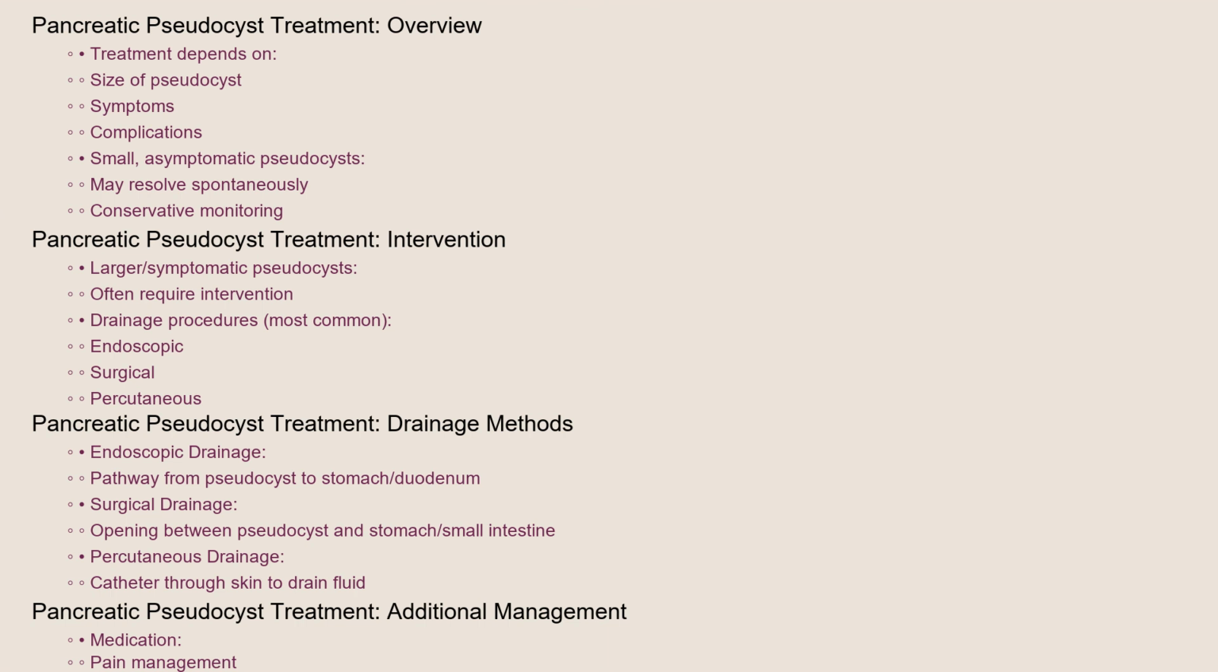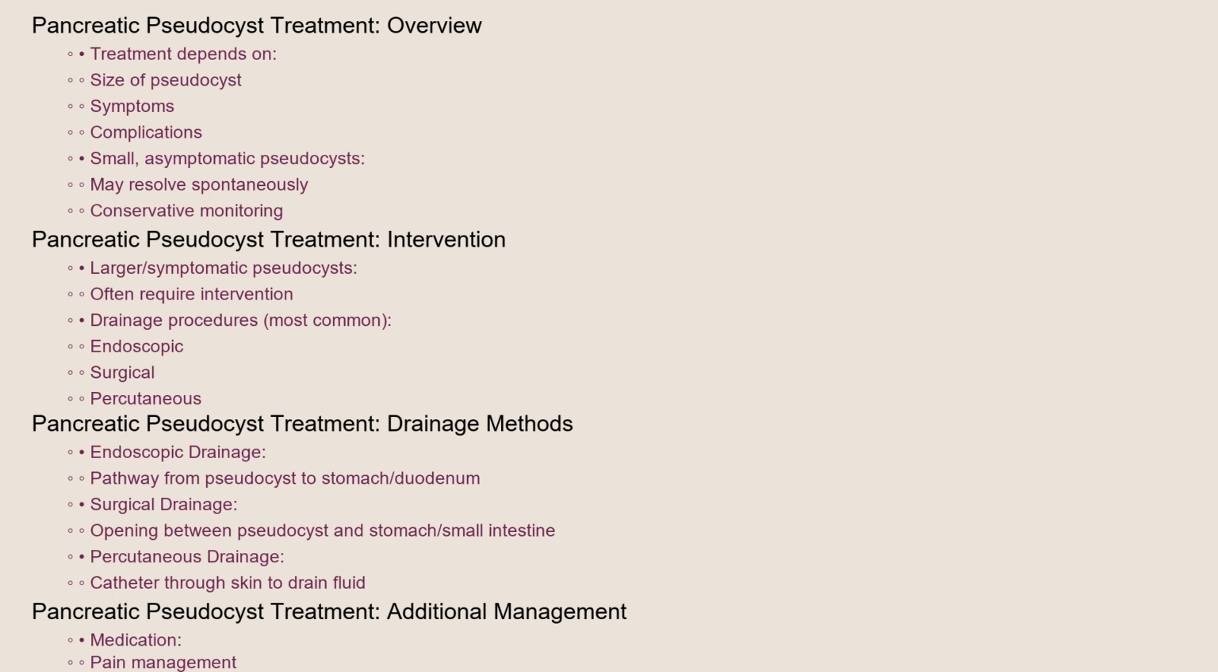While there aren't strict classifications, pancreatic pseudocysts are often categorized based on their size, location, and whether or not they are causing symptoms. They can also be categorized as acute or chronic, depending on the underlying cause and the timeframe of their development. The treatment of pancreatic pseudocysts depends on several factors, including the size of the pseudocyst, whether it's causing symptoms, and the presence of any complications. Small, asymptomatic pseudocysts may be monitored conservatively, as many will resolve on their own. However, larger or symptomatic pseudocysts often require intervention.